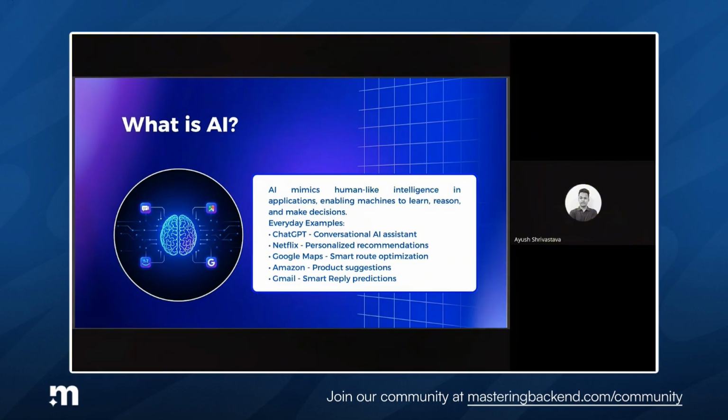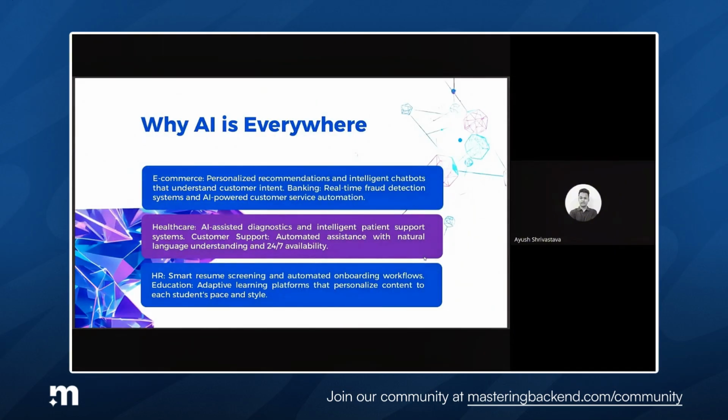So AI is everywhere. And now every company and every organization wants AI-powered applications. That is also an important thing, because everyone wants AI-powered applications. Now the next topic: why AI is everywhere, in e-commerce, healthcare, HR, in every place. You can see AI applications.